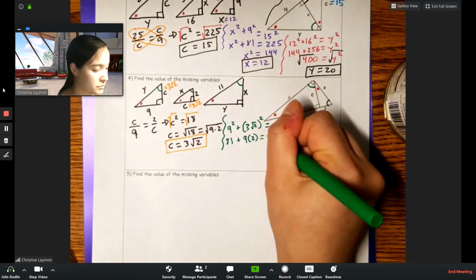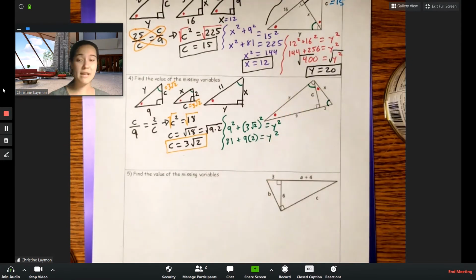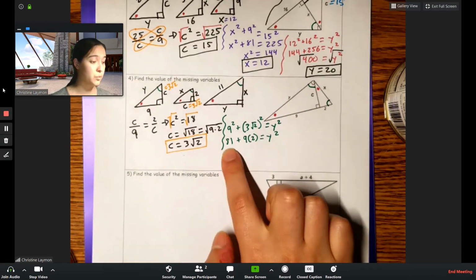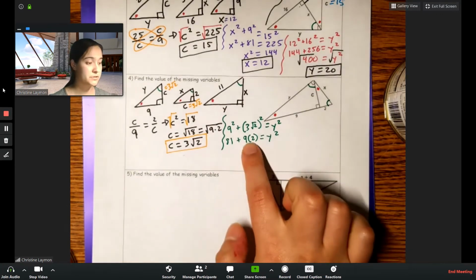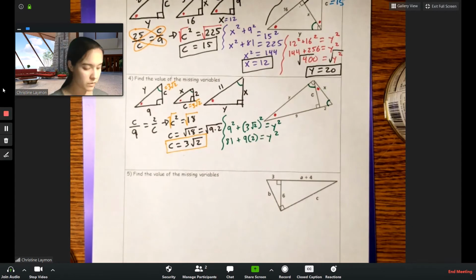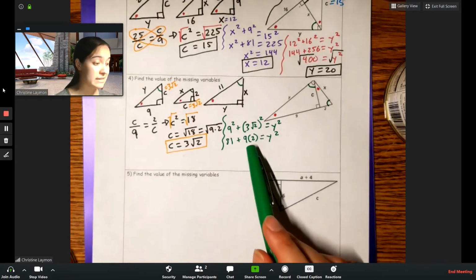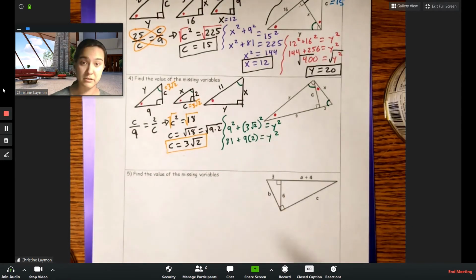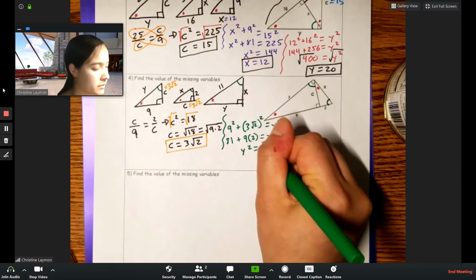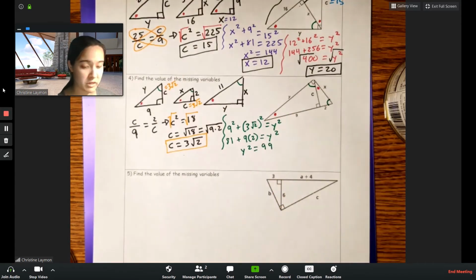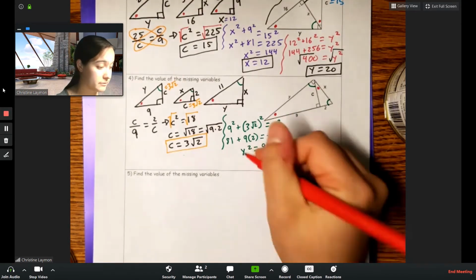This equals y squared. So right now what I really have is 81 plus 18. Again, 9 times 2 here, that's my 18. So 81 plus 9, that's going to be 90. Plus another 9, I have 99. So y squared equals 99. I'm going to take the square root of both sides.